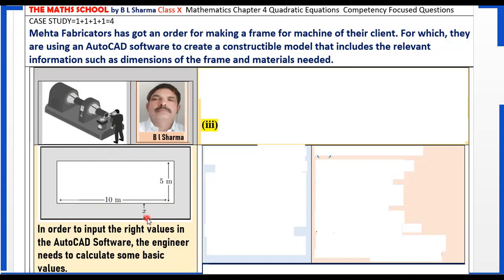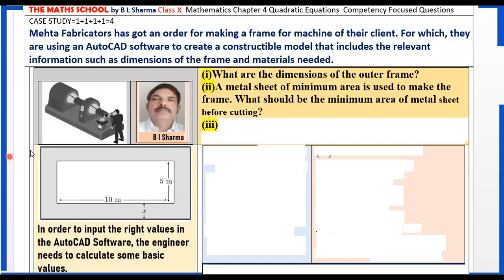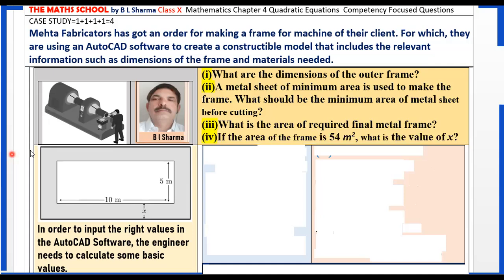Right? And now we have to give the answers of certain questions. First question is, what are the dimensions of the outer frame? Question number 2, a metal sheet of minimum area is used to make the frame. What should be the minimum area of metal sheet before cutting? Third is, what is the area of required final metal frame? And the last fourth part is, if the area of the frame is 54 meters square, what is the value of x? We have to give the answers of all these 4 questions. And I'll try to give the answer one by one.